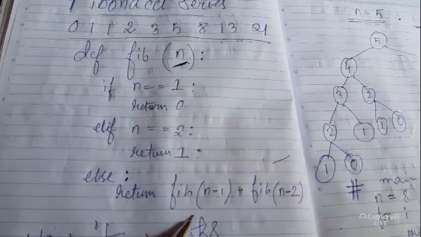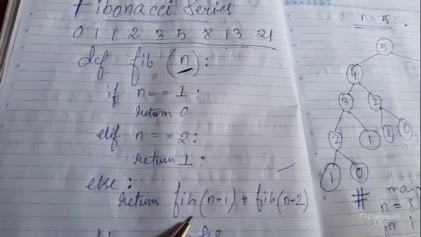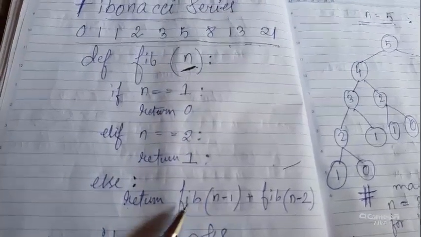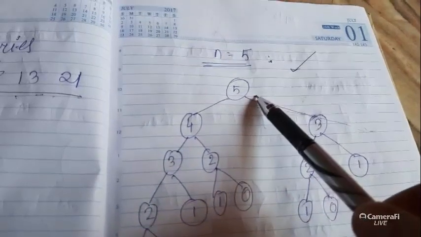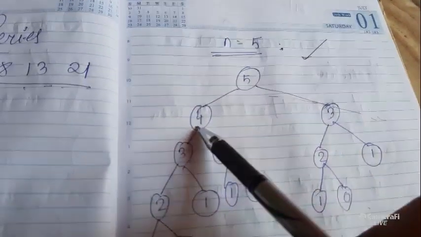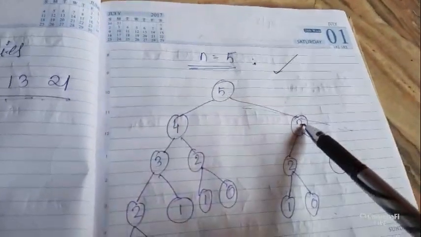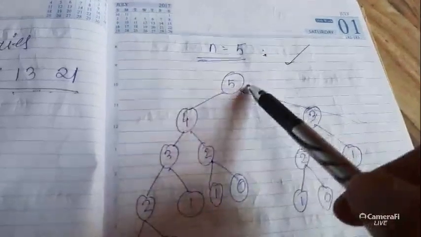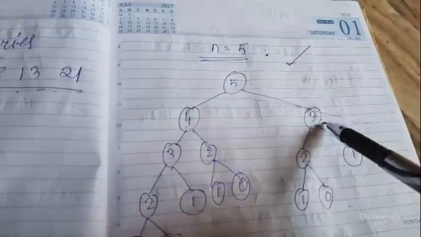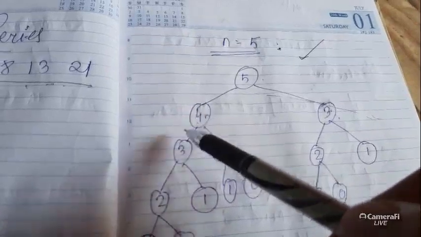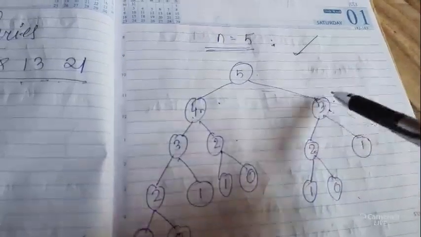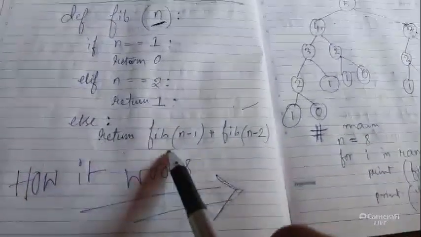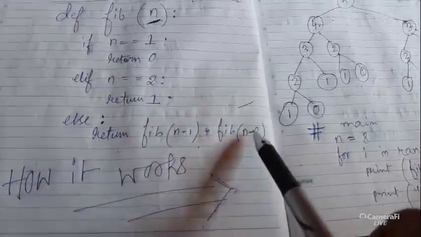Whenever you are computing a particular term, you have to go this way, fib of n minus 1. When 5 is there, it is fib of n minus 1 and fib of n minus 2, that is, 5 minus 1 and 5 minus 2. Again 4 is there, so 4 minus 1, 4 minus 2. 3 is there, 3 minus 1, 3 minus 2. So this is the structure: return fib of n minus 1 plus fib of n minus 2.